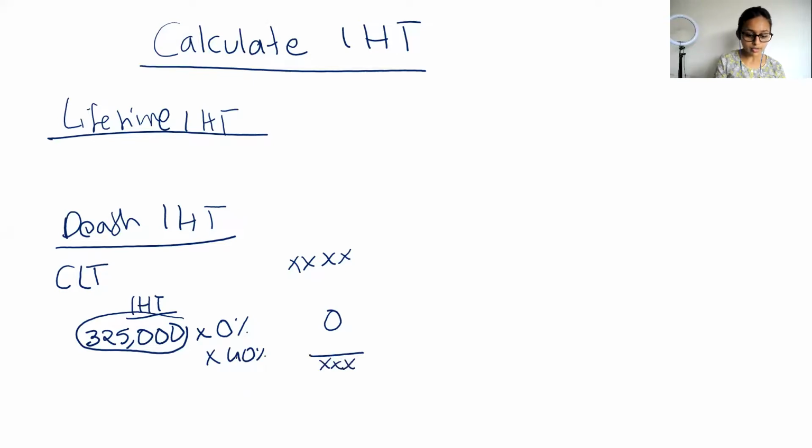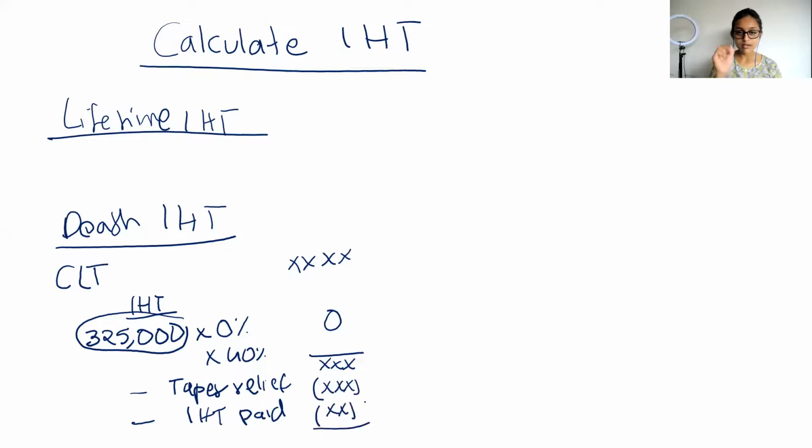Now, what all should you reduce then? The taper relief, if it is applicable. And also IHT already paid during lifetime. If you already paid any IHT for that, you have to reduce that. Then you will get the answer. Calculate IHT, that is the answer. So be very careful. If they ask you for lifetime IHT, that's how you do it. If they ask you for death IHT, it's better you start from lifetime IHT onwards, because then the amount you have is after your AE and all of that.